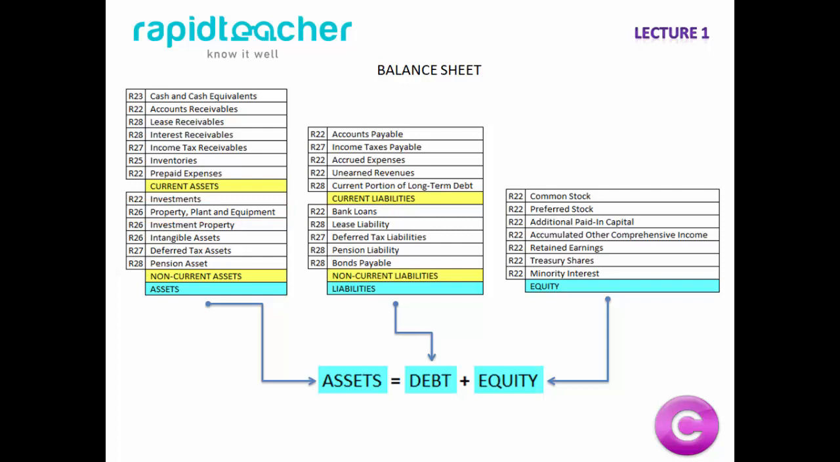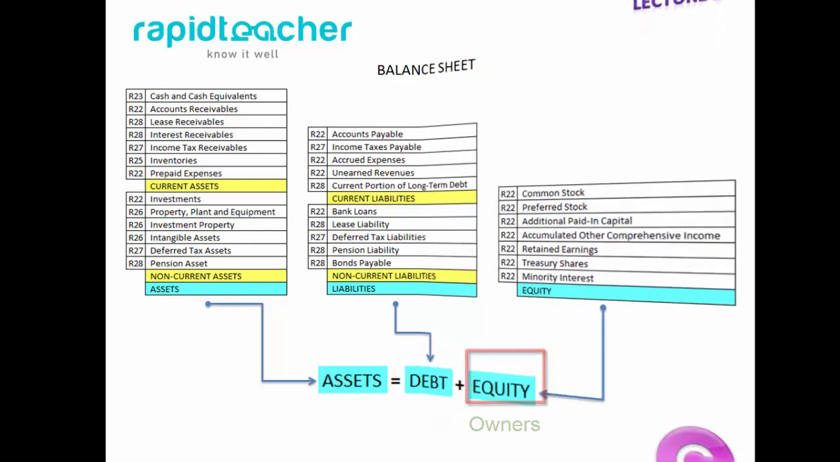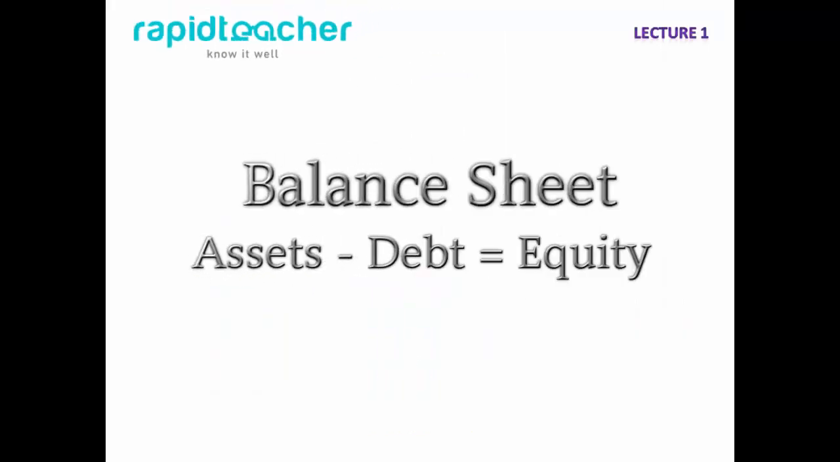Anyway, the accounting equation reflects how assets are funded by debt capital from creditors and equity capital from owners. The accounting equation can also be assets minus debt equals equity. This equation structure emphasizes that creditors have priority claim to assets, and the owners are left with the residue or remainder. That is why equity is called a residual interest.